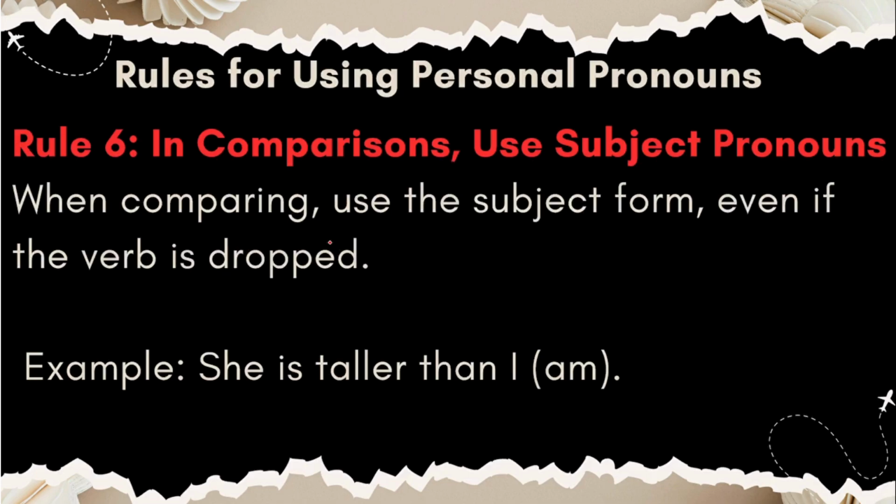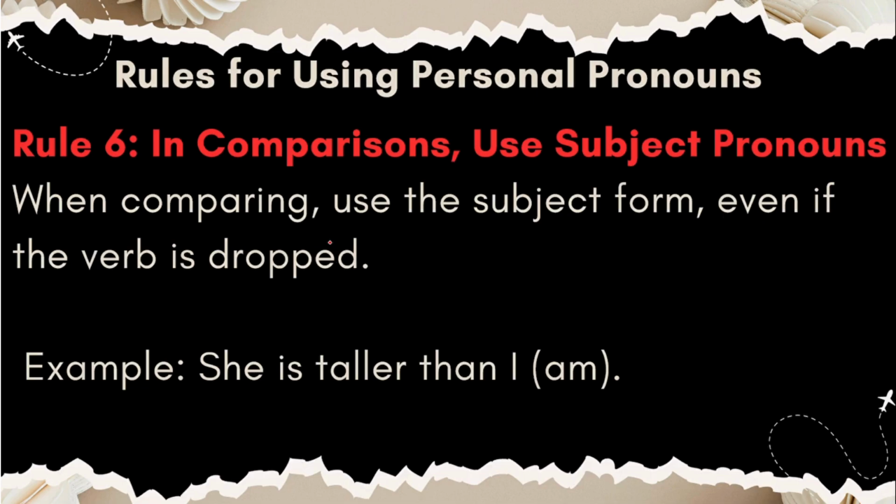Okay, let's move on to rule number 6. In comparisons, use subject pronouns. When you're comparing two things, use subject pronouns. When comparing, use the subject form, even if the verb is dropped. For example, she is taller than I. Am is the verb that was dropped. So the sentence is, she is taller than I.